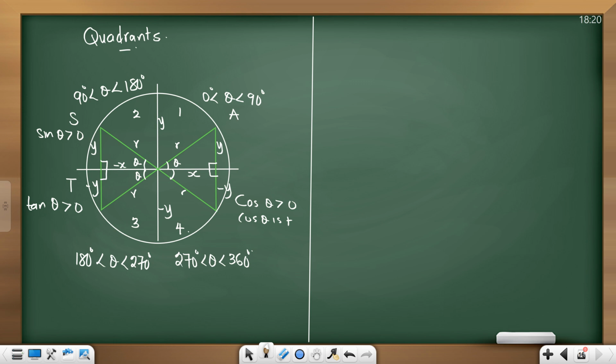What else do I need to know? Because it's a right angle triangle, the theorem of Pythagoras comes to play. R squared equals x squared plus y squared. Nota bene, R is always greater than 0. R is always positive. It's the radius of a circle. R is always positive.